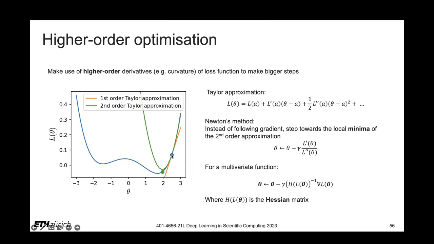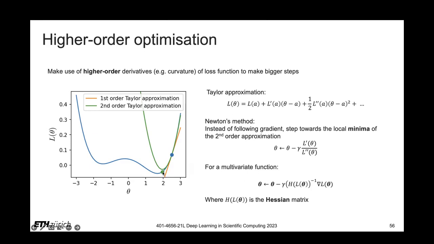So how would a second order method work to optimize the loss function? Instead of making a step in the gradient direction, we make a second order approximation to that function at the current parameter point in the loss function, and we step towards the local minima of that second order approximation. So we take a step towards the minima of this quadratic.